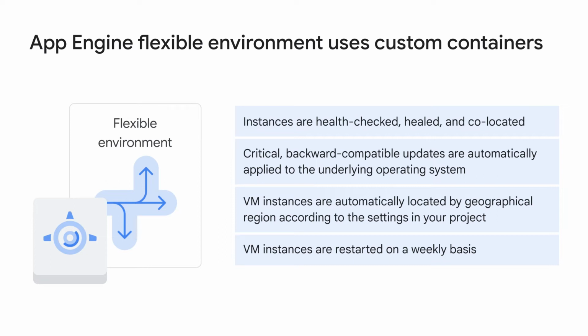This means that instances are health checked, healed as necessary, and co-located with other module instances within the project. Critical backward-compatible updates are automatically applied to the underlying operating system. VM instances are automatically located by geographical region, according to the settings in your project. Google's management services ensure that all of a project's VM instances are co-located for optimal performance. And VM instances are restarted on a weekly basis. During restarts, Google's management services will apply any necessary operating system and security updates.